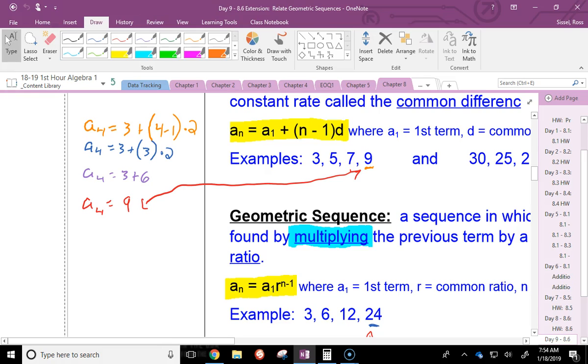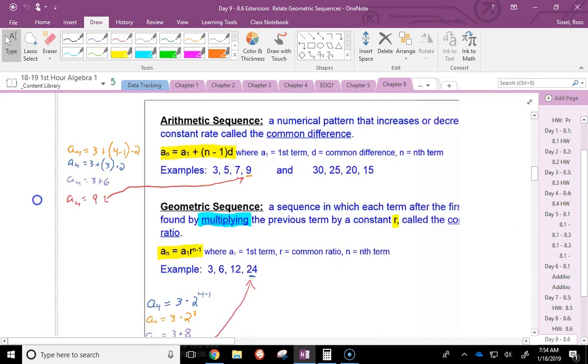It looks like a lot, but it's not. It's mainly this front thing, the a sub n. You're really not doing anything with it. It's just, hey, your answer for whatever term you want, you have to do your first term plus the term that you want minus 1 times the rate. So we'll do a couple examples with that. We'll come back to this.